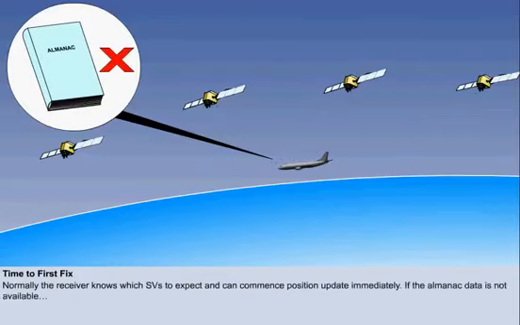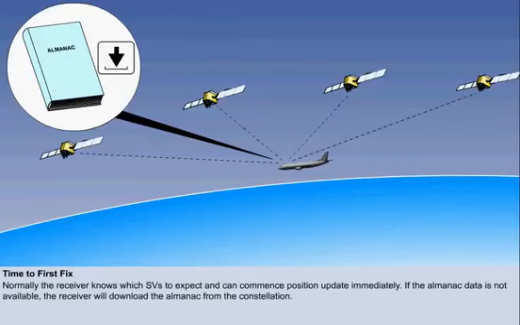If the almanac is corrupted, out of date or lost, or if receiver position or receiver clock time are significantly in error, the receiver will not find the expected SVs and will download the almanac from the constellation. The almanac data fills 25 frames, so it takes 12.5 minutes to download.